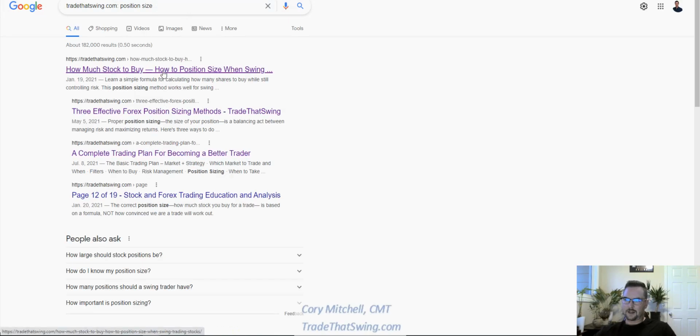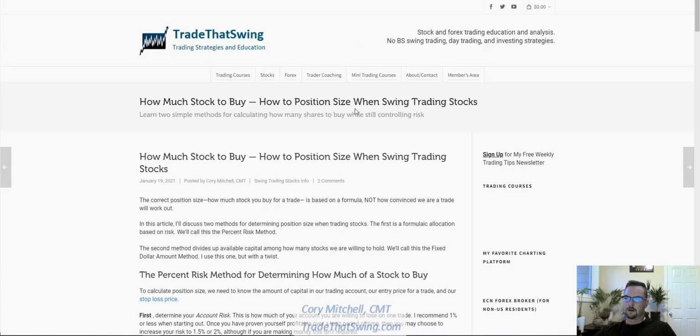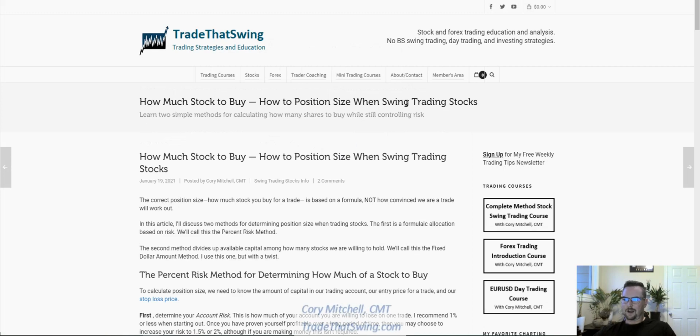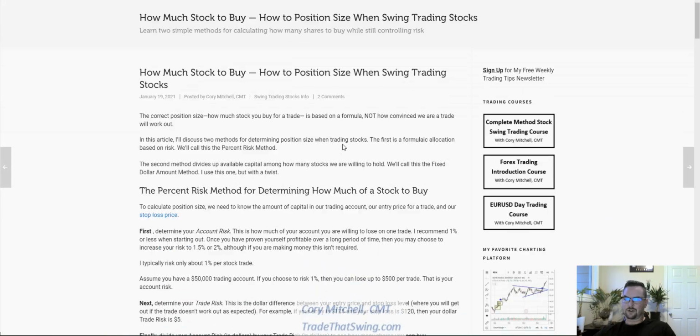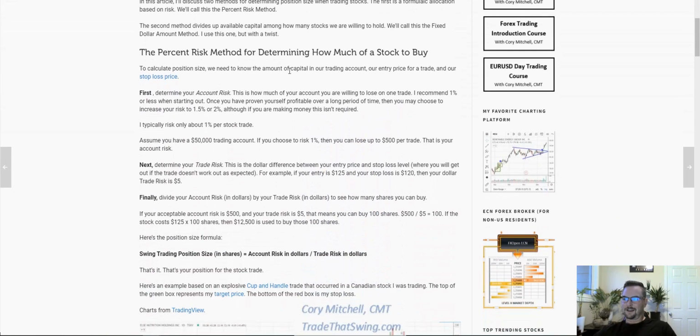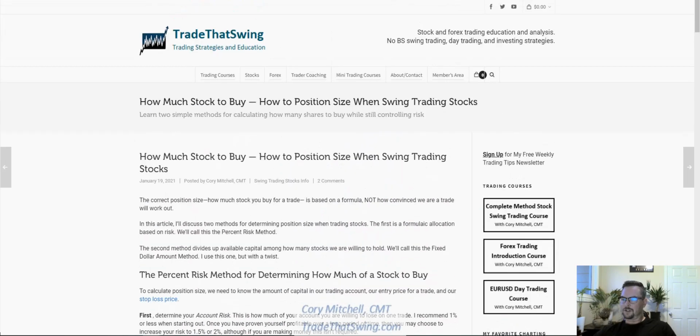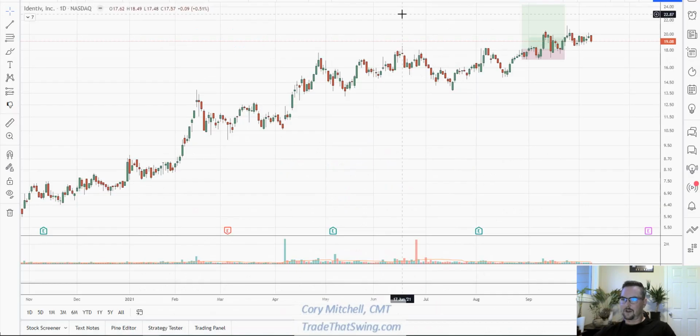If you don't understand how that works, how much stock to buy, how to position size when swing trading stocks, this explains everything about how position sizing works and how that affects the value in your account. So I would check that out.